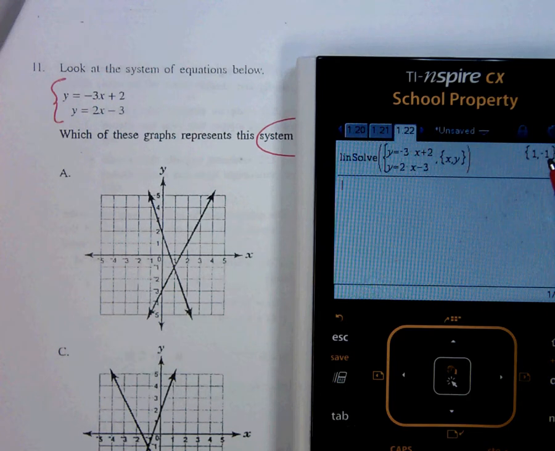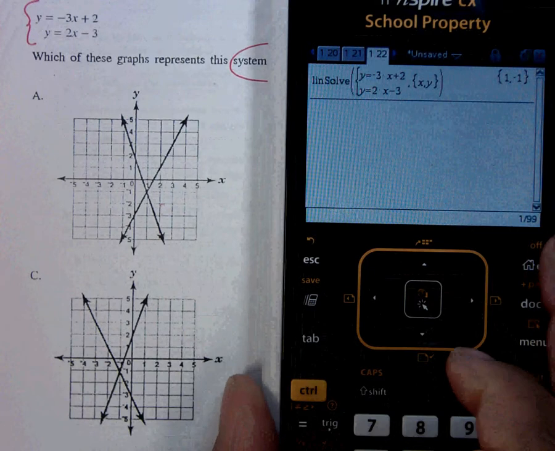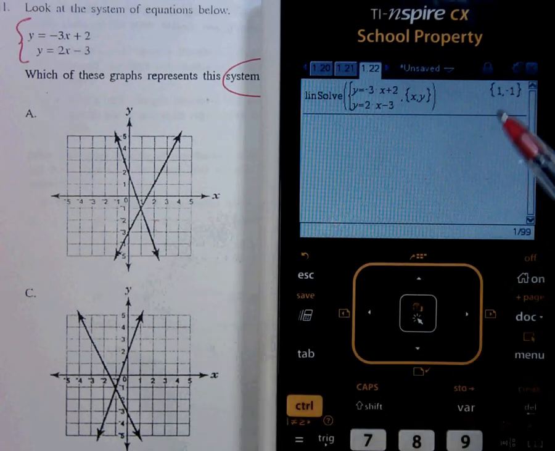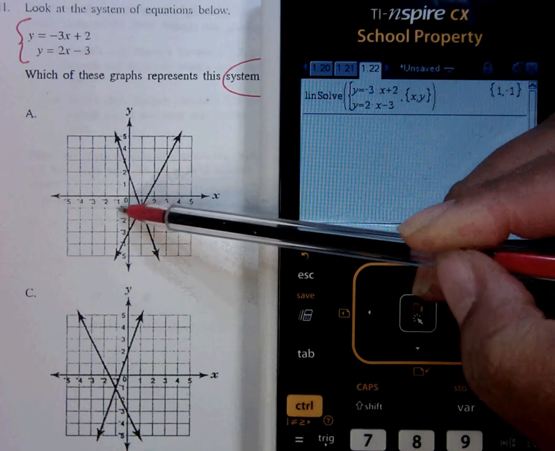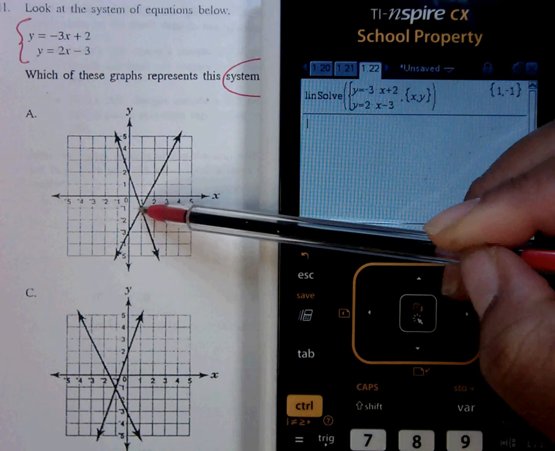Given this answer, find it on a graph. So this is your X and this is your Y. So this is my X right here, and that's my Y. So it looks like I already found an answer.